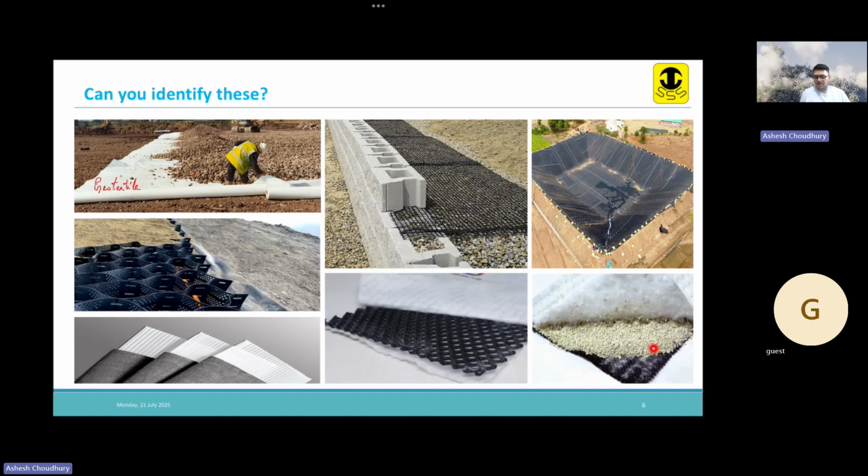Then this grid-like or net-like thing that we see here is called a geogrid. We are seeing some grids, a net-like structure. These are called geogrids. These are mostly used in our reinforced earth wall designs, reinforced soil wall designs. This is called a geogrid.